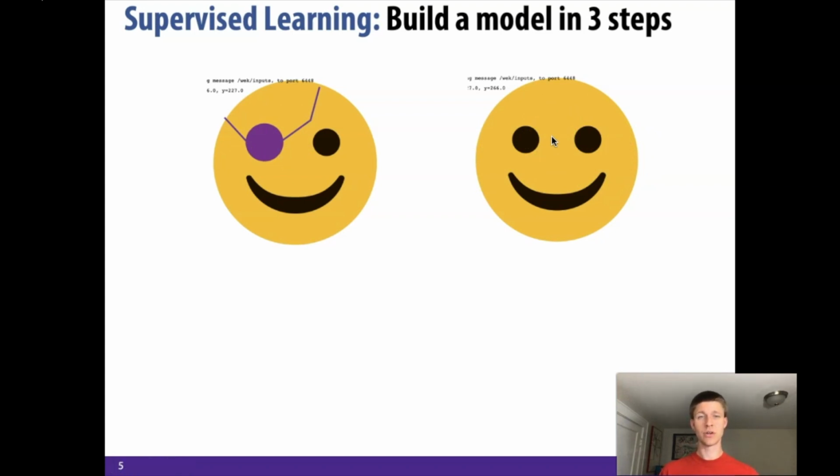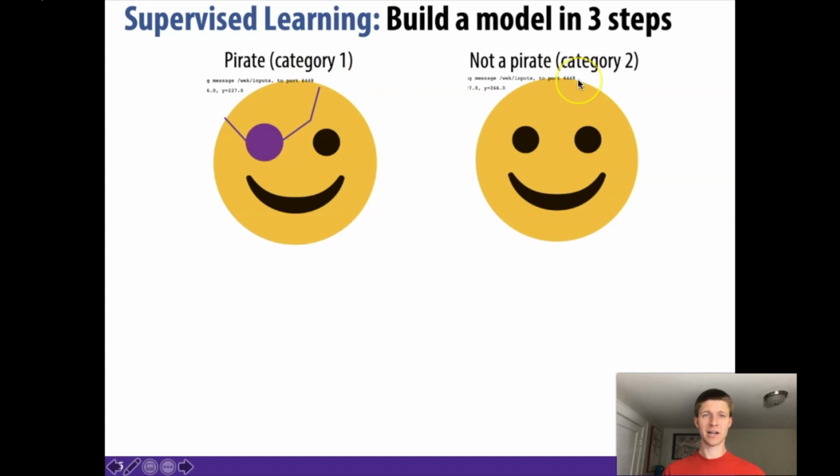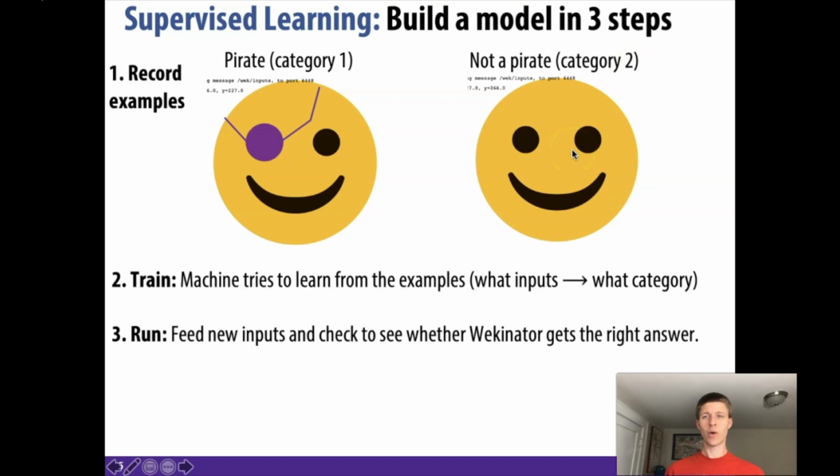So the first thing we'll do is give it some examples. We'll tell it, okay, this thing over here is a pirate. This thing over here is not a pirate. In its language, these are the categories. So we'll say, when you see this, this is category 1, a pirate. This other thing over here fits in category 2, not a pirate. So in the Wekinator program, that's this number 1 here called recording examples. So we're going to give it examples where we tell it the answer, that this is a pirate, category 1, this is not a pirate, category 2.